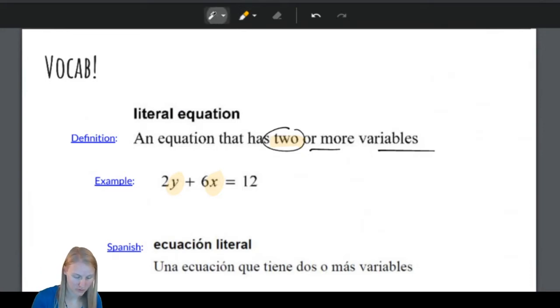So we could also say 12 plus 3z. And you could add another variable. You could say plus 8p. You can have as many variables in here as you want, but you need at least two for it to be a literal equation. Okay, that's what it is.